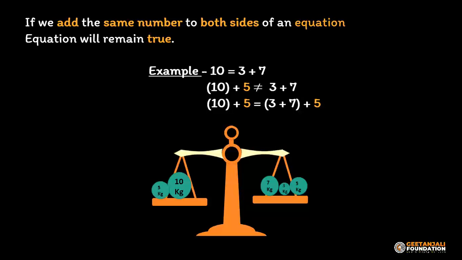So we need to add the same number to both sides of an equation so that it will remain true. Here you can see initially when we started the values on both sides were 10, but now the values on both sides are 15. It is fine if the values change, but the balanced state of the equation should not change, which is more important.